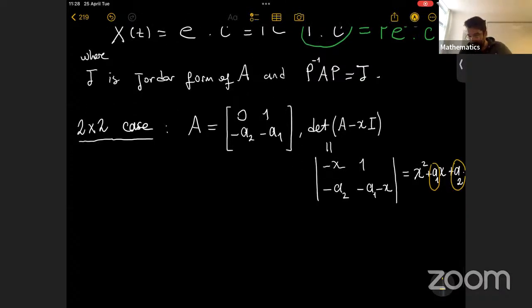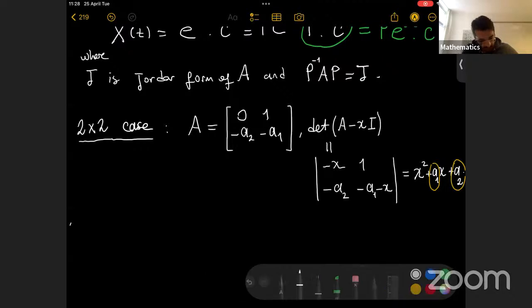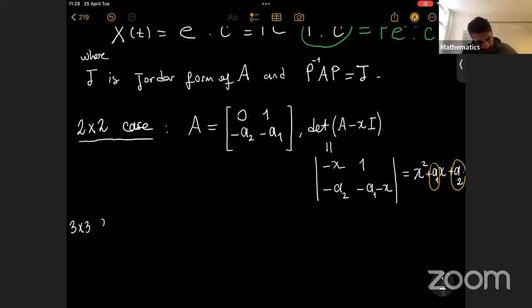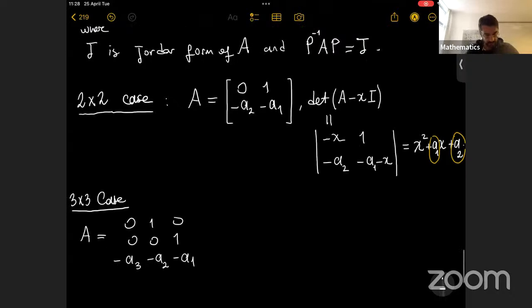Well, the nice thing is this is not a coincidence. You can try the 3x3 case. It's an exercise for you. Maybe let me write first the matrix: 0, 1, 0, 0, 0, 1, minus A3, minus A2, minus A1. This is A.